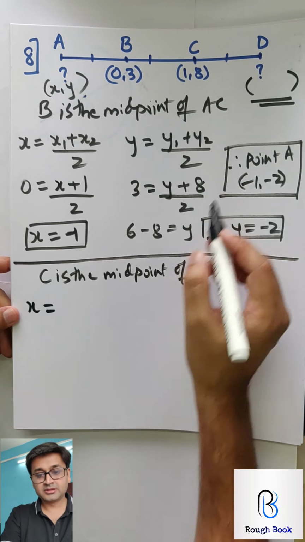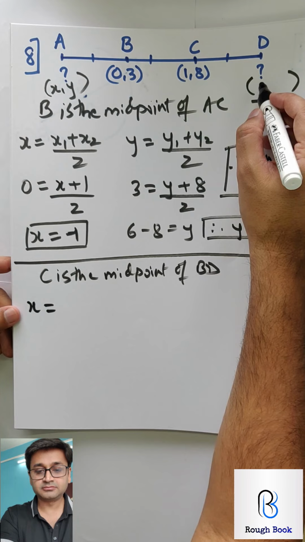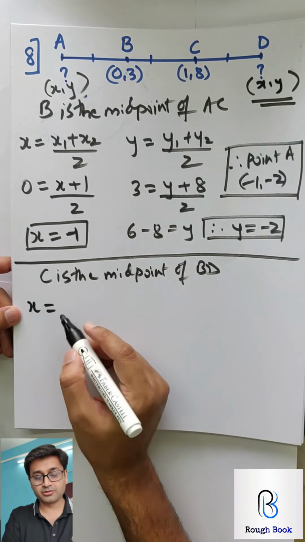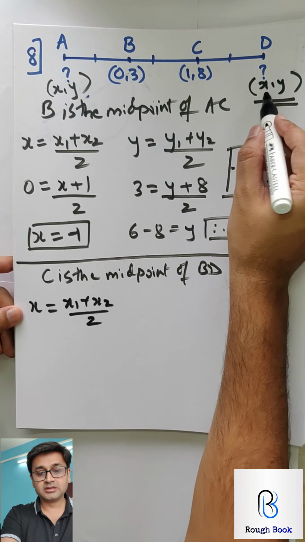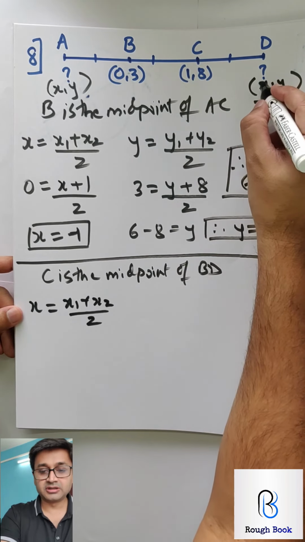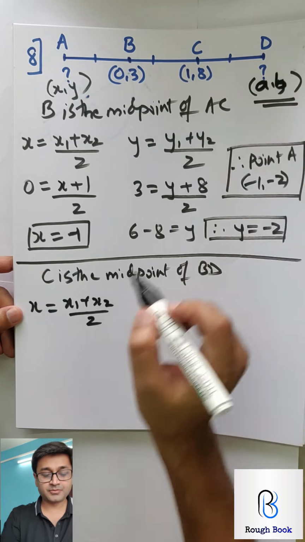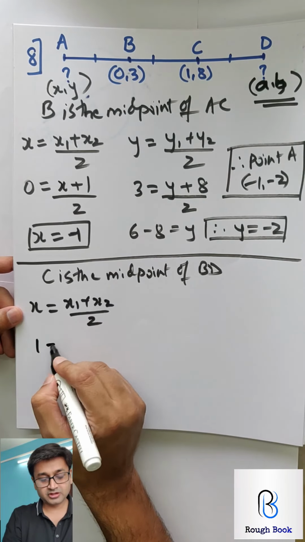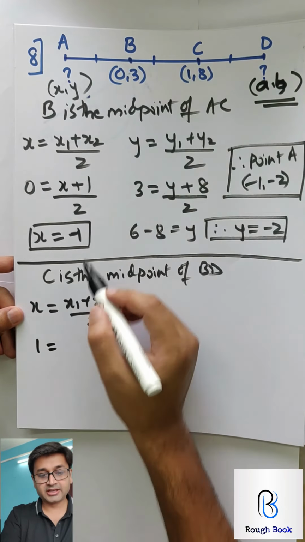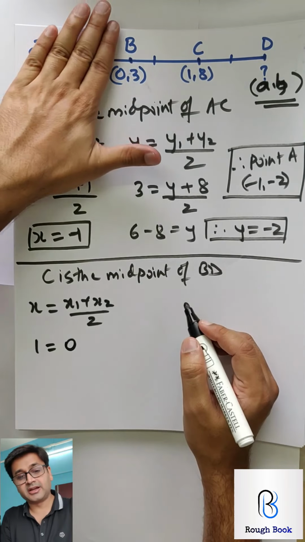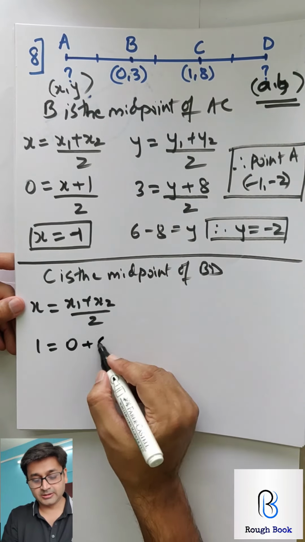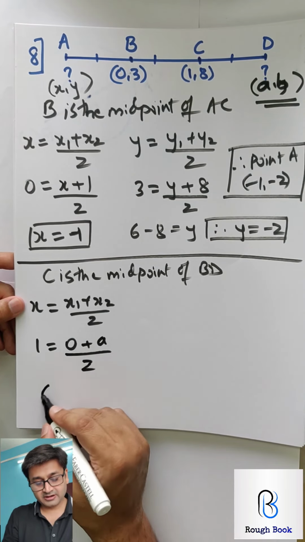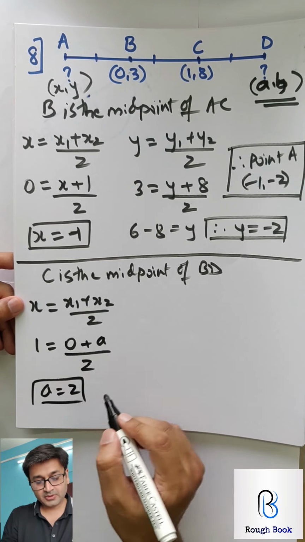So X, this time let me call this as XY only, because now you're again going to use X only over here. So X is 1. Oh, you can call this as AB probably. Yeah. So X is 1 because that is the midpoint. X1 is 0. Now you're not looking at this part, you're looking only at this line, okay? Plus X2 is A upon 2. So I will get A is equal to 2.